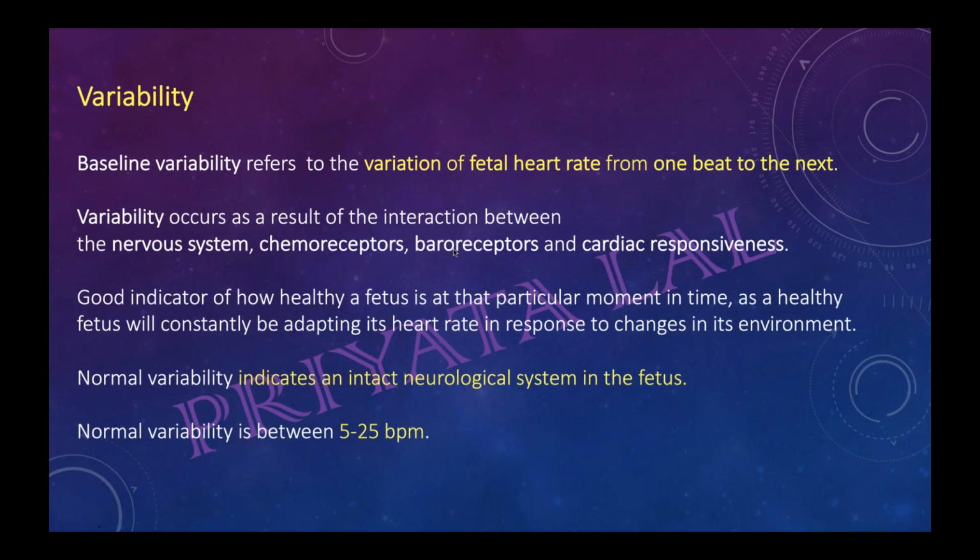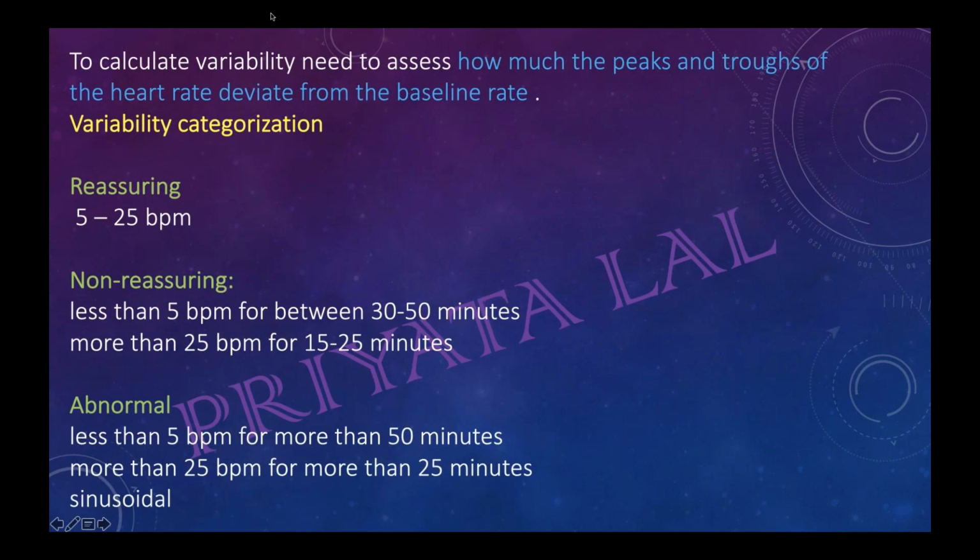If the variability is good, we are happy. The baby's autonomic nervous system is doing great, and it is a good indicator of a healthy fetus. I already told you that normal variability is between 5 to 25 beats per minute. How we calculate it, I will tell you as well.